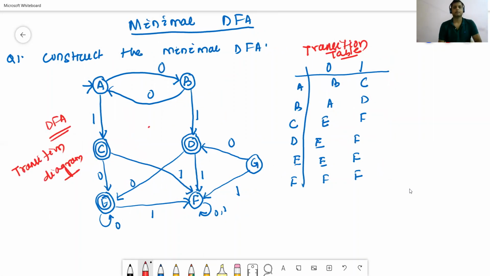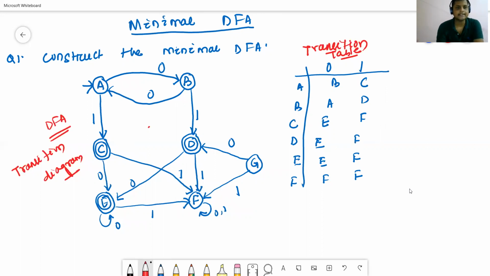Before constructing the minimal DFA, we have to follow the rules. The first rule: we check whether there are any inaccessible states in the given DFA. If there are, we first have to remove them. Inaccessible states are those not reachable from the initial state.